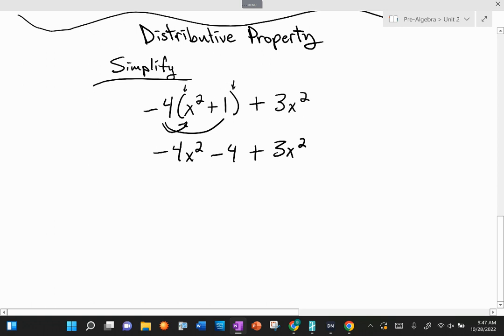I put -2 squared. Does the x matter? Yes, the x matters. Yes. Multiplying it? Mm-hmm.